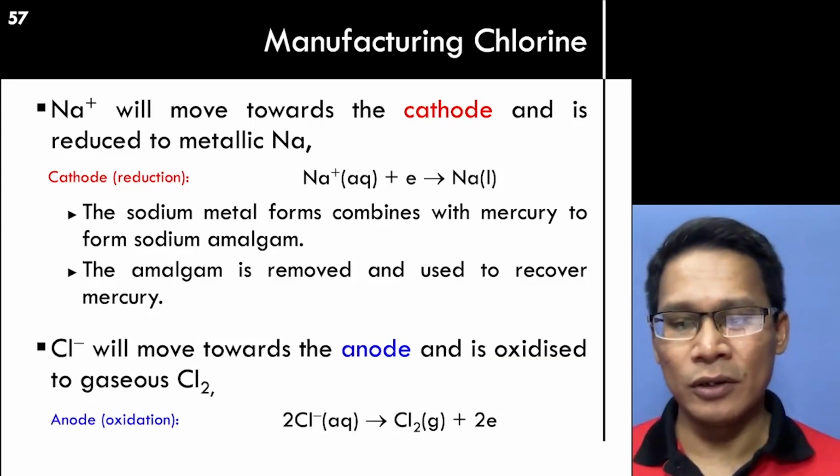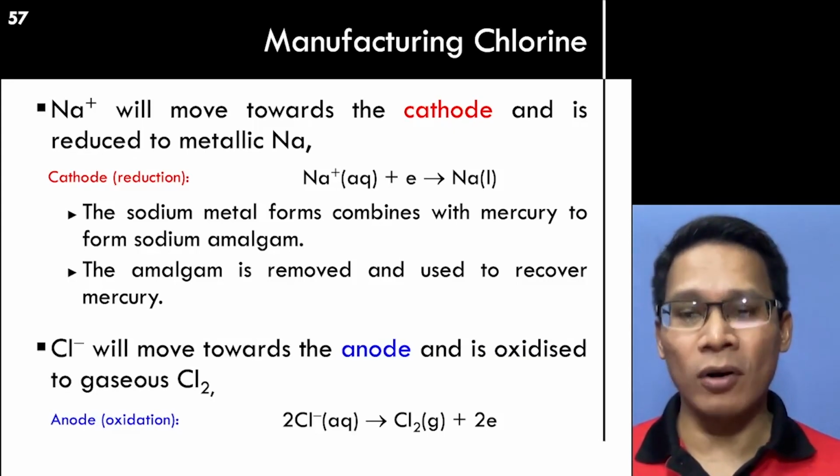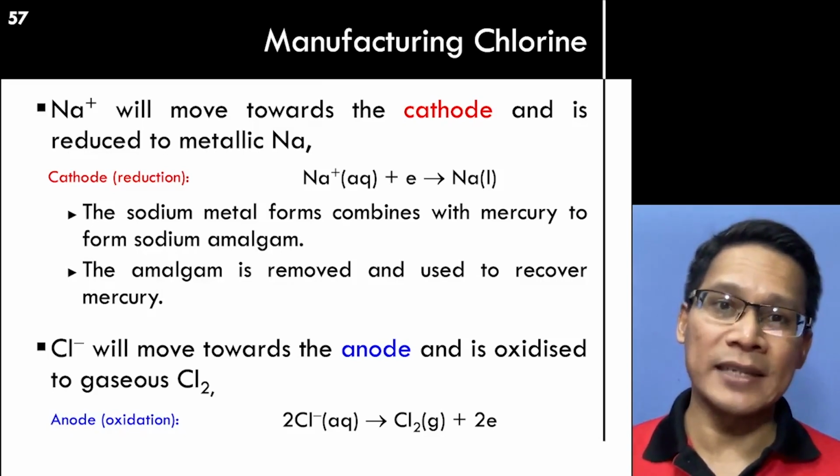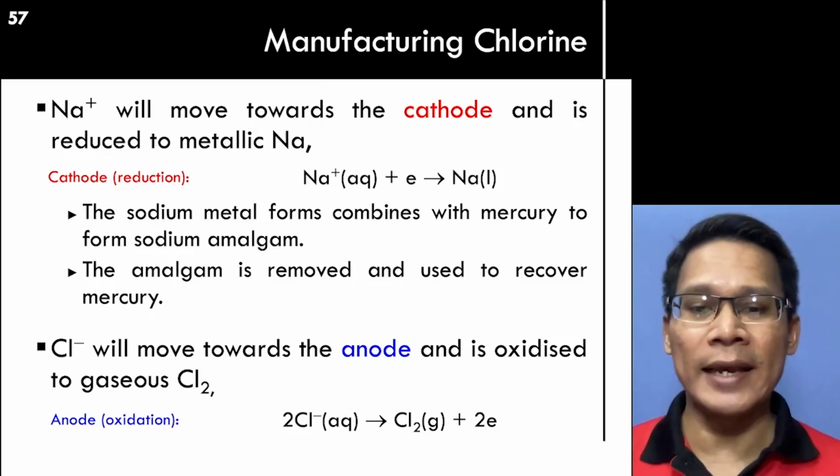At the anode, the chloride ions in brine will be oxidized to form chlorine gas. The chlorine gas is collected from an opening at the top of the electrolytic cell.